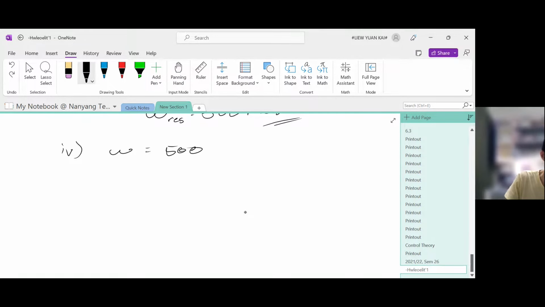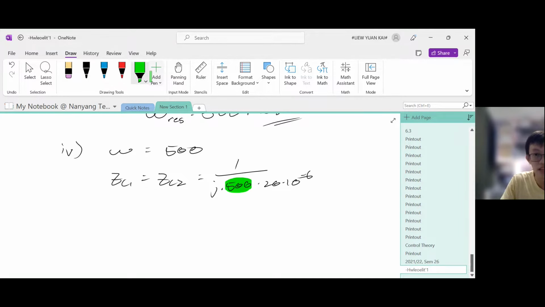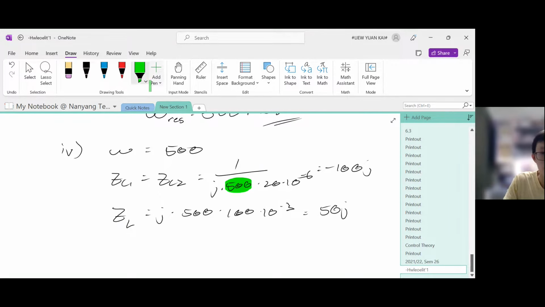Okay. So ZC1 equals ZC2, because the capacitance is the same. 1 over j omega C. Remember, previously this was 100 pi. This time I'll just put it as 500. Put this in your calculator, get negative 100j. Then ZL is equal to j omega L. You get 50j. Remember, this used to be 100 pi. This time I put 500.